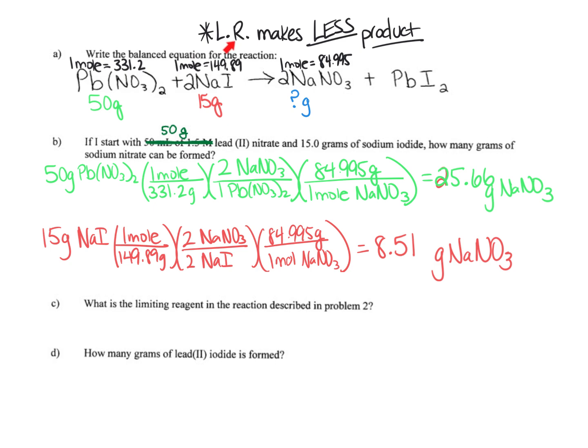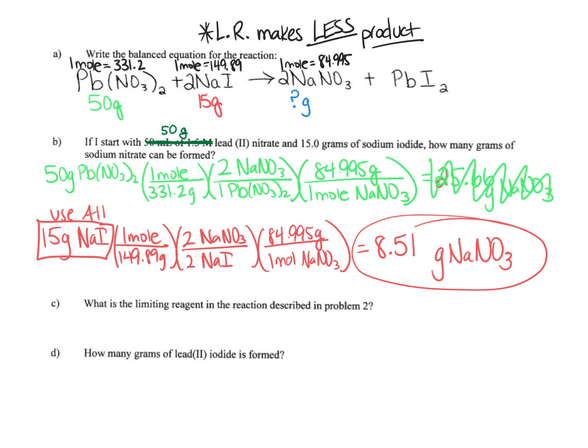So remember, the limiting reactant is going to be the one that always makes less product. So that means that we're only going to be able to make 8.51 grams. That means that we're going to use all 15 grams of NaI. We will not be able to make 25.66 grams, and we're going to have leftover of this other reactant. So that means that our limiting reactant for this particular problem is going to be the sodium iodide.